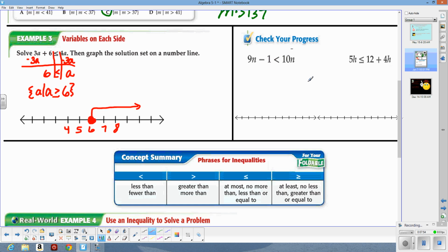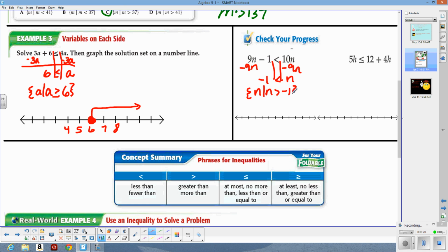You may want to pause the video and try the next two on your own. Again, we have variables on both sides, so I'm going to get rid of this 9n by subtracting 9n from both sides. So I have -1 is less than n. Now in set builder notation, that's all real numbers n, such that n is greater than -1.